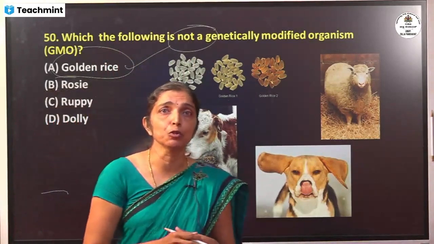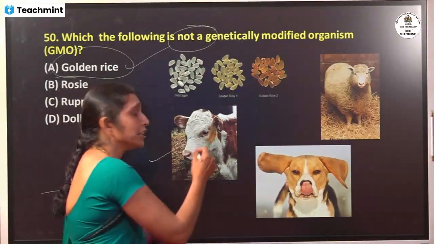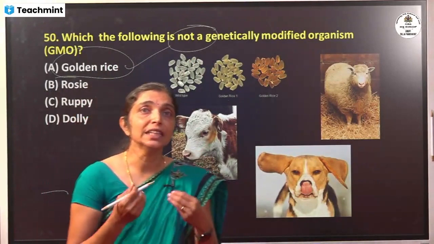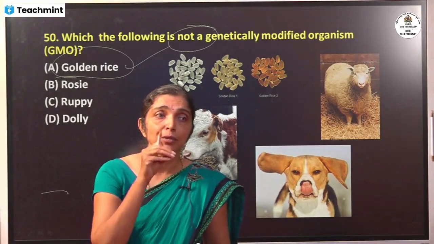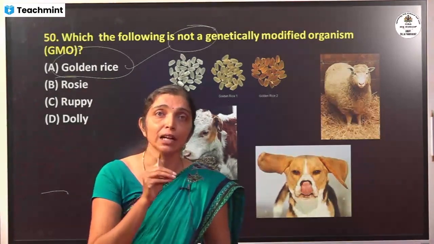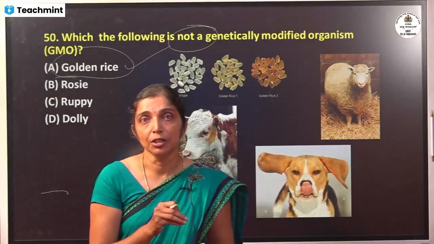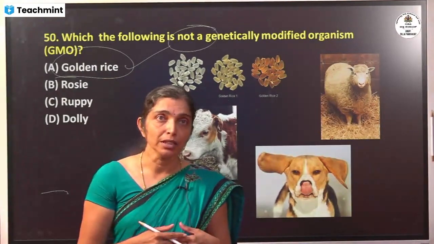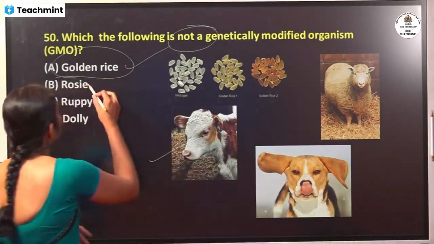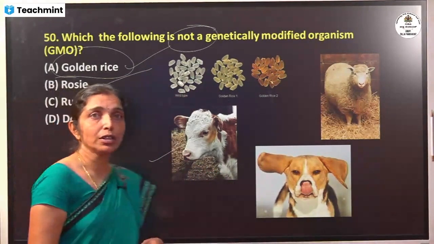Next we have Rosie. Rosie is a variety of cow which is a genetically modified cow. Now these cows have the presence of the human alpha-lactalbumin gene in them. So they are able to produce lactalbumin in the milk. So this Rosie is also a genetically modified organism.